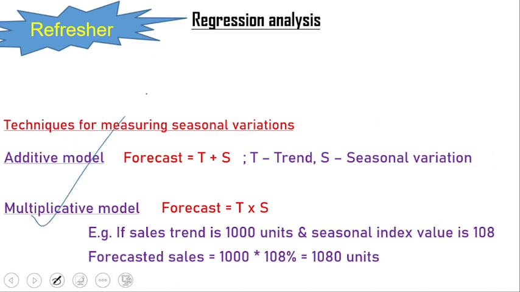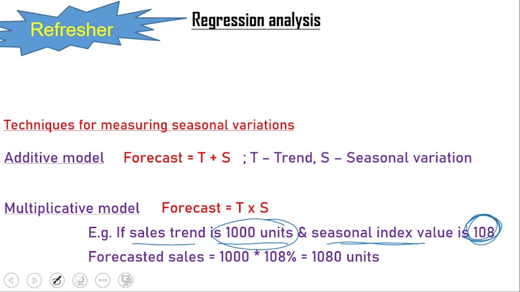Now coming to the multiplicative model. In the multiplicative model, the formula is the forecasted sales is equal to trend multiplied by seasonal variation. So as an example, if the sales trend is 1000 units, that's the average sales. And they will give something called a seasonal index value, and say it is 108.